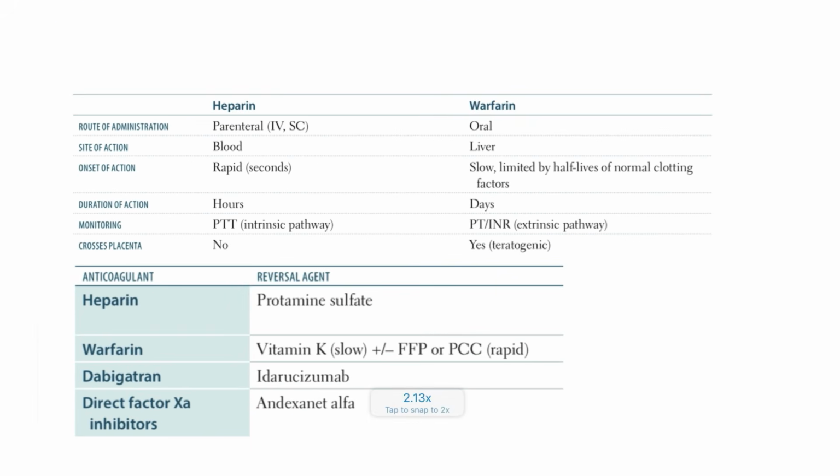Let's see what the others are. Heparin versus warfarin. Heparin drugs are parenteral drugs, given IV and subcutaneous, with rapid action, and monitored by PTT. It does not cross the placenta and is safe in pregnancy. Warfarin is given orally, has liver metabolism, and causes defects in the normal clotting factors, especially by inhibiting vitamin K dependent factors 2, 7, 9, 10. All these will be inhibited by warfarin. Next, it crosses the placenta and can cause teratogenicity.